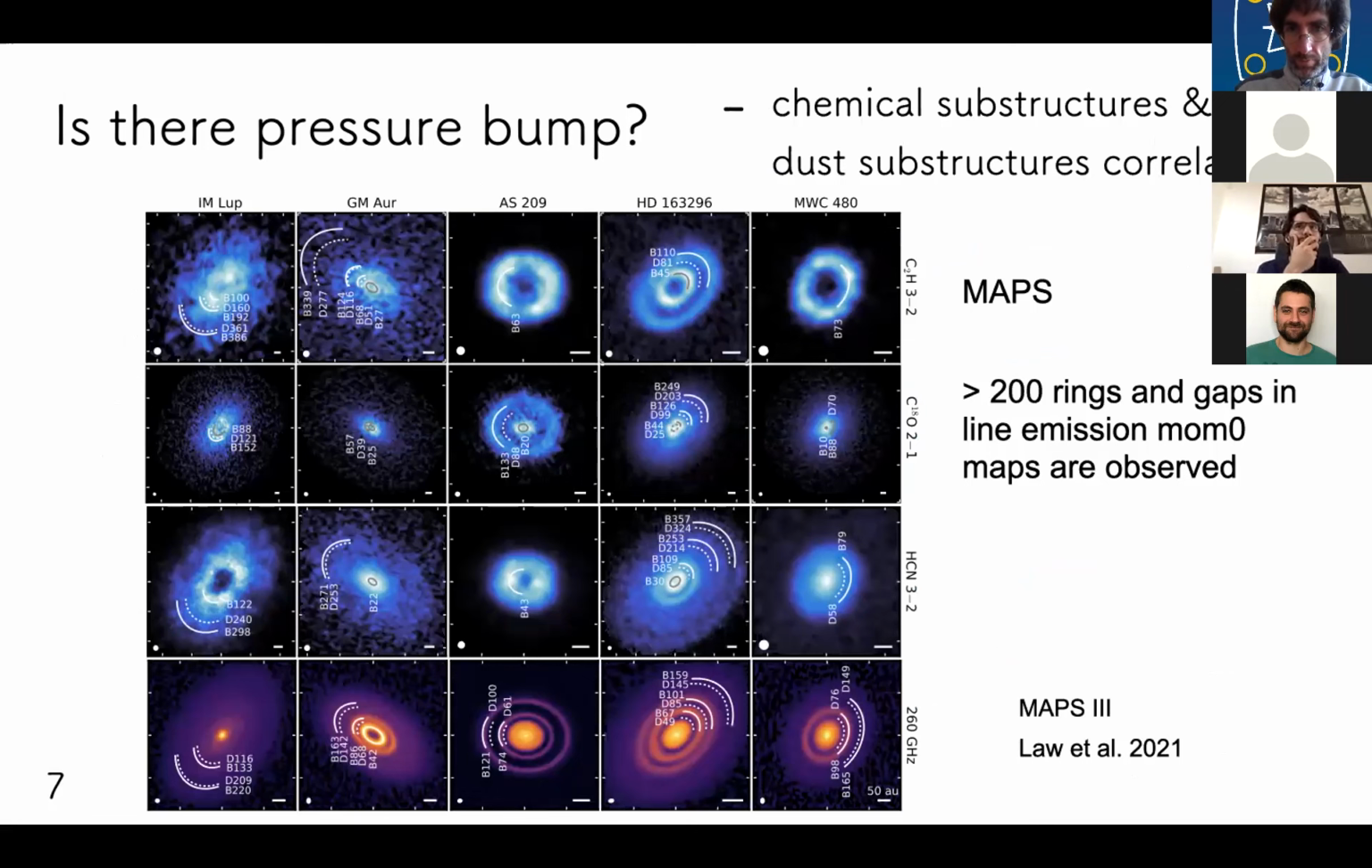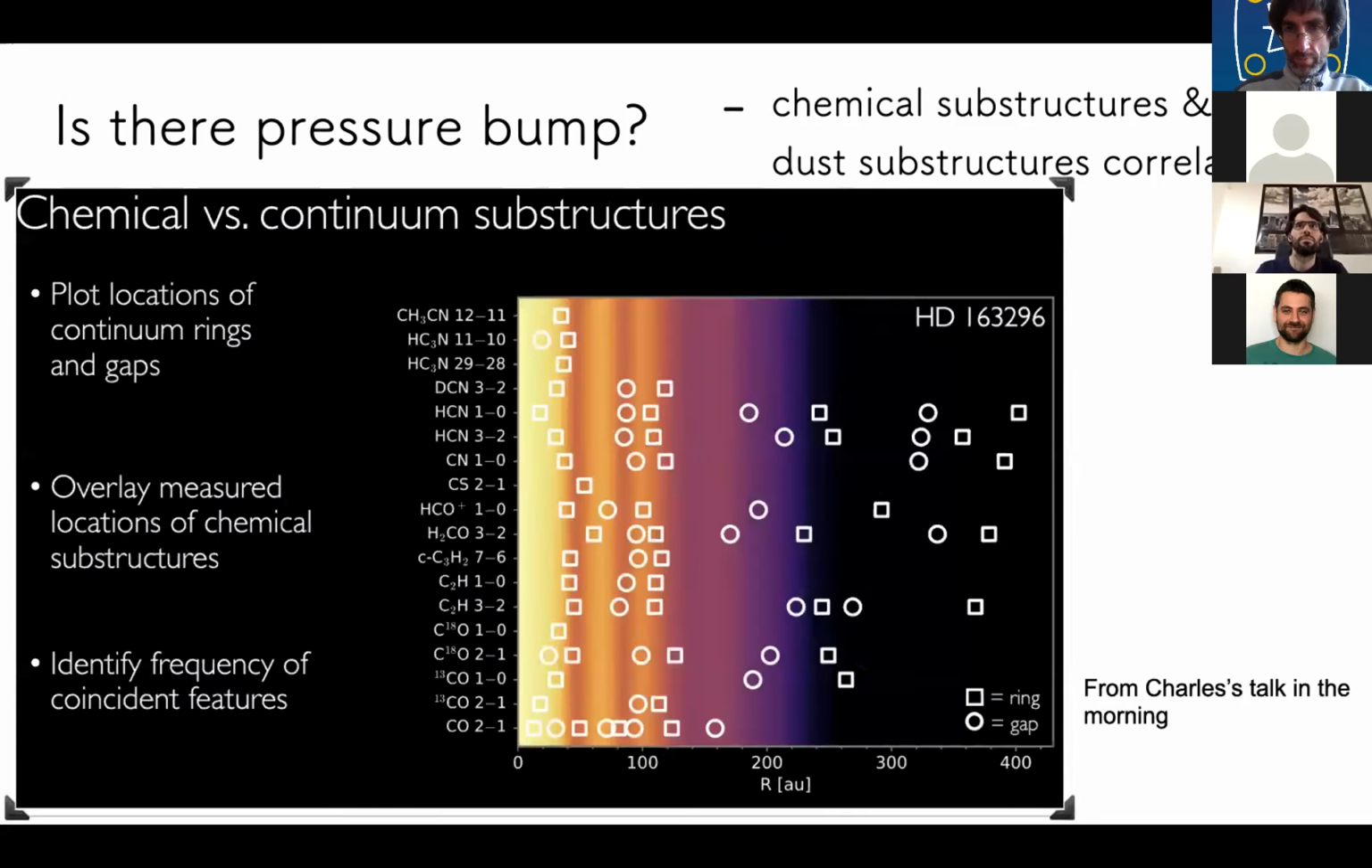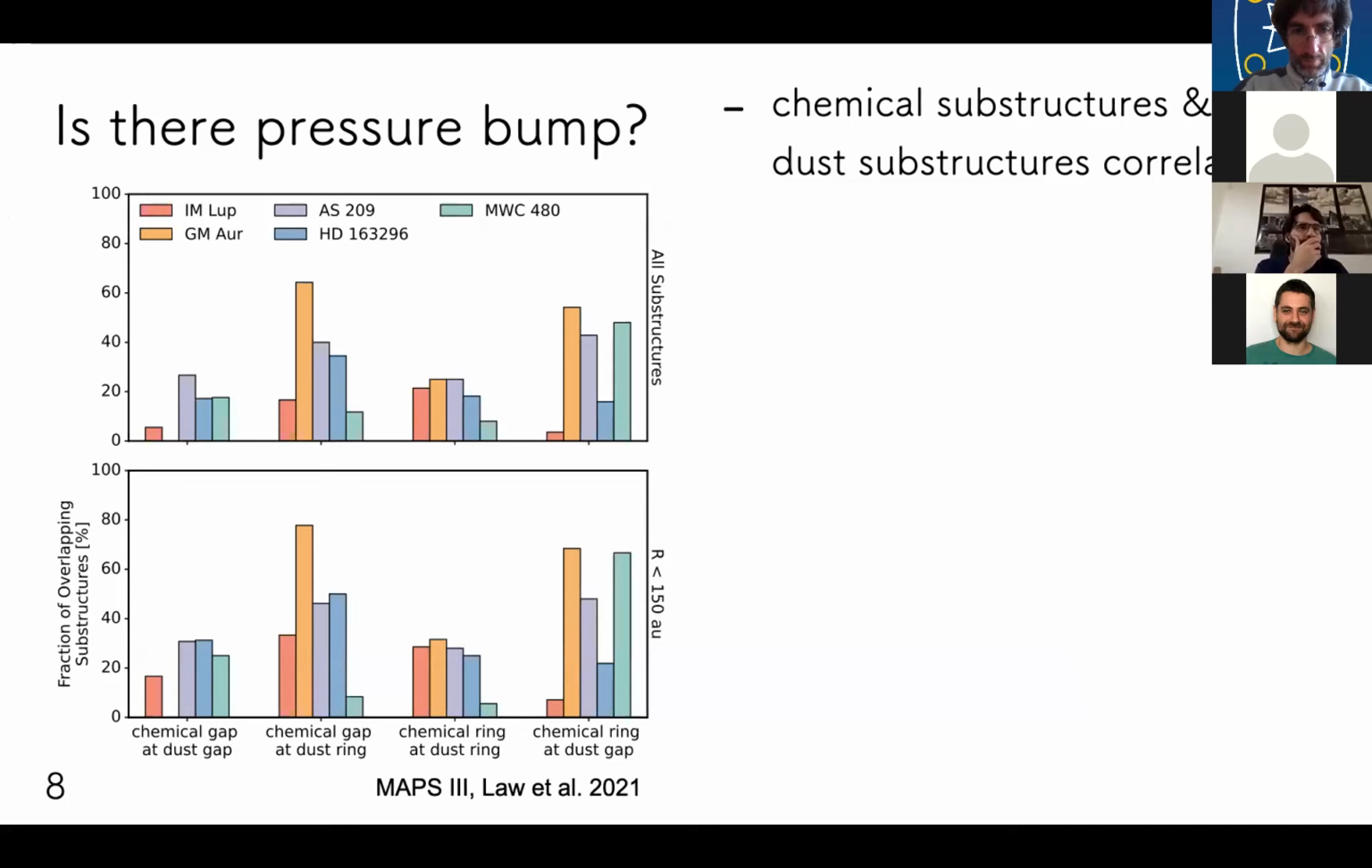So furthermore, as in this morning's talk by Charles Law, he did a great job on these substructure identifications, and they picked up more than 200 rings and gaps in the line emission moment zero maps. What they do is, I just borrow a picture from his presentation. So they know the peaks of the gaps and rings in the line emission maps, and they know the rings and gaps in the continuum maps. Therefore, they can compare these correlations or overlap fractions quantitatively. So this is the result Charles showed in the morning.